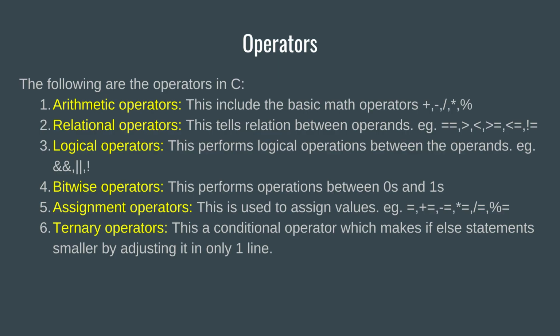Bitwise operators. These perform operations between zeros and ones. Next are assignment operators. These are used to assign values. Example, equal to, plus equal to, minus equal to, multiplication equal to, division equal to, modulo equal to. Next, ternary operators. This is a conditional operator which makes an if-else statement shorter by fitting it in only one line.